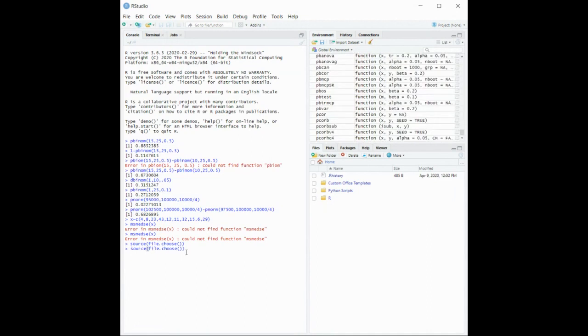And now I should be able to do, oops, it's not going to work because MEDSEX. Okay. There it is. So it's 7.57, that's correct.